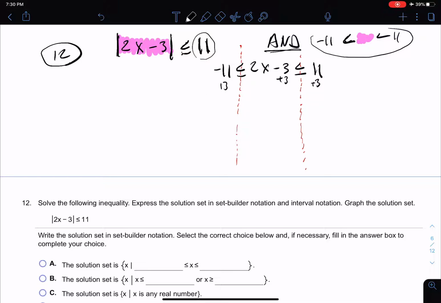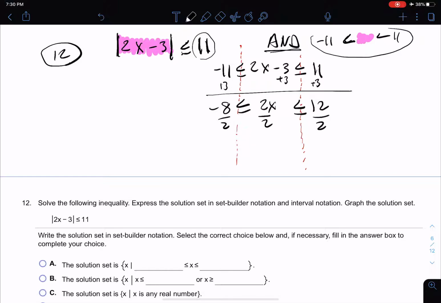So what does that give us? It gives us 2x in the middle. 11 plus 3 is 12. Don't forget our inequalities. -11 plus 3 gives me -8. Don't forget our inequalities. So now we divide each of these pieces by what, 2? All 3 regions. And this gives us -8 divided by 2 is -4. And 2x divided by 2 is x. And 12 divided by 2 is 6. And we have ourselves a solution.